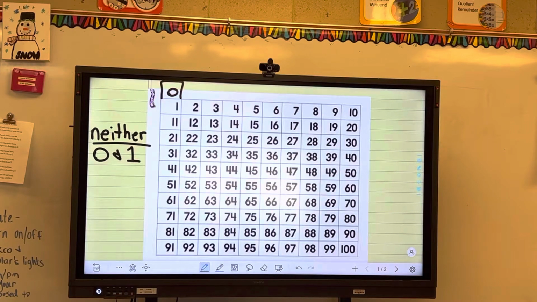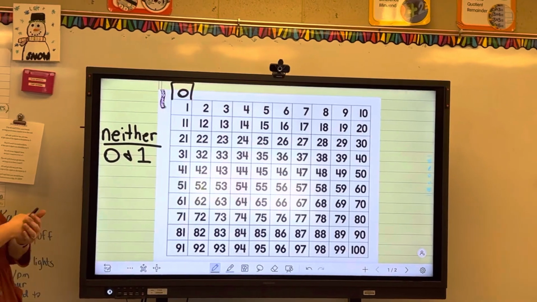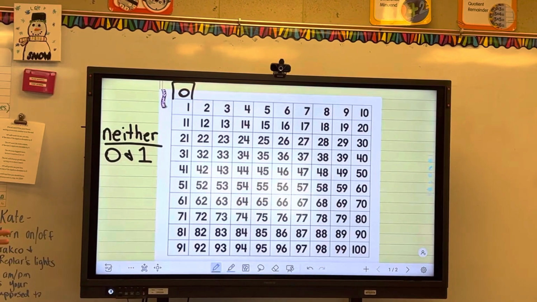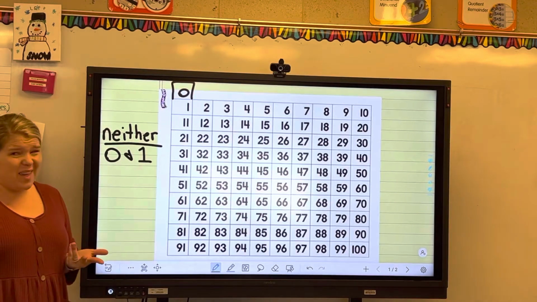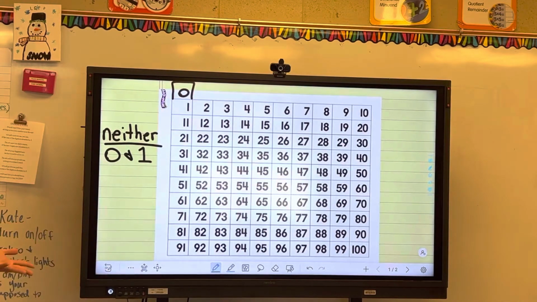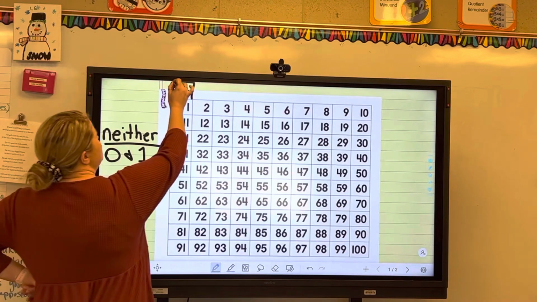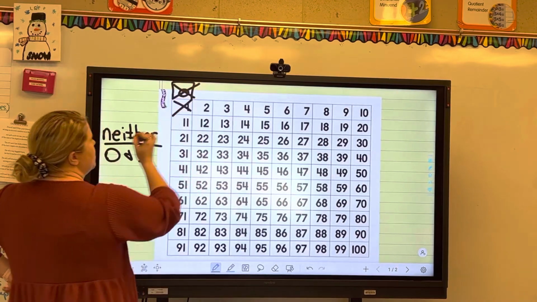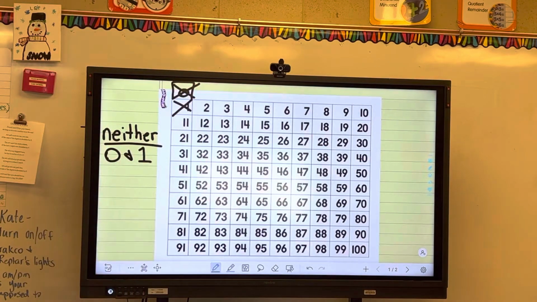All right? So what we're going to do here on this chart, we're going to mark out all of our composite numbers. Okay? Because prime or picky, which one do you think we're going to have more of? Picky numbers or composite numbers? Composite. We're going to have more composite because picky numbers are picky, right? They don't like a lot. All right, so let's go ahead and mark off 0 and 1. Why am I marking off 0 and 1? They're neither. They're going to try and trick you, but they are neither.